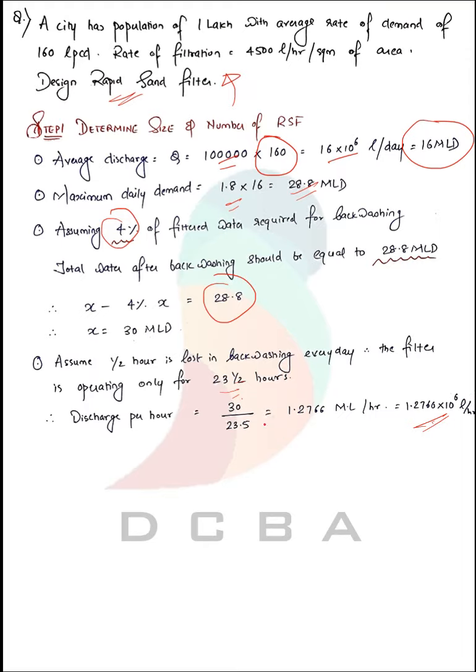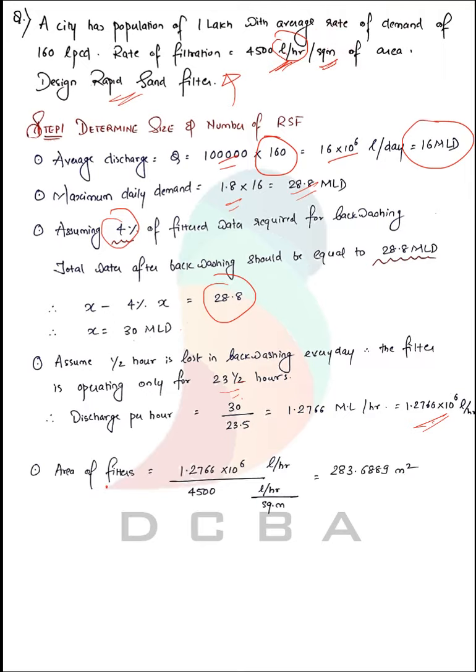Now what can we find once we got the discharge, that is liters per hour? The discharge through your rapid sand filter. We have some other data, that is 4500 liters per hour per square meter. This unit you see, liters per hour per square meter. If I divide this value by this value, I am going to get my answer in square meter, which is nothing but the area of the rapid sand filter.